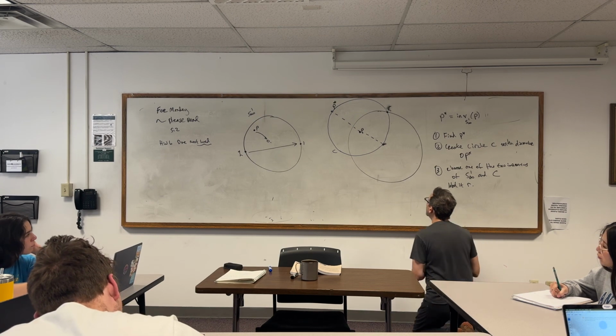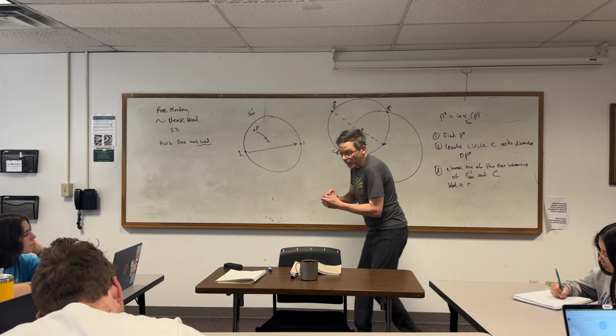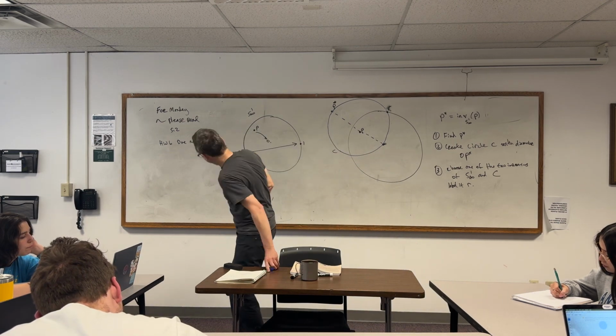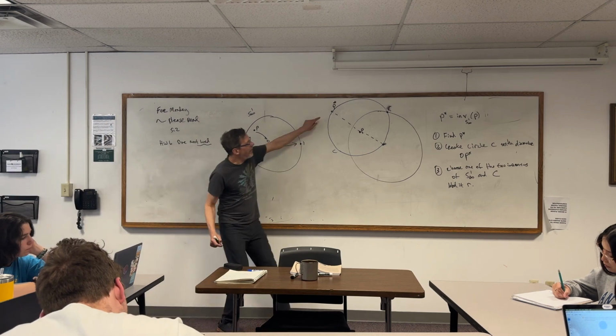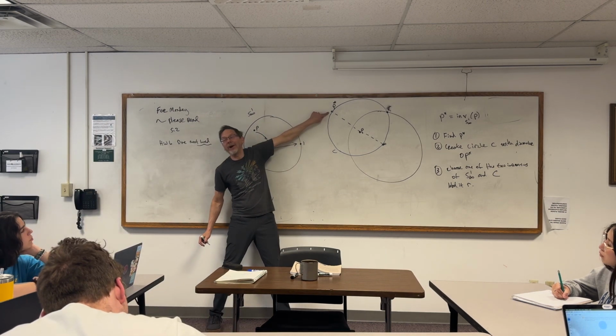Now we have 2 more things to do. The biggest one is we're going to create another circle now. And we need a new color, green. I'm going to create now a circle with P star as its center.